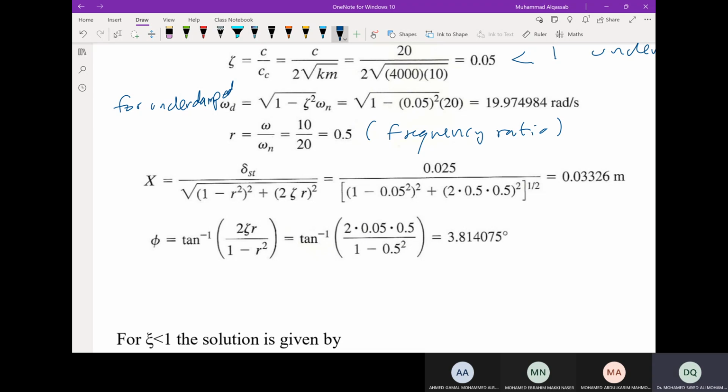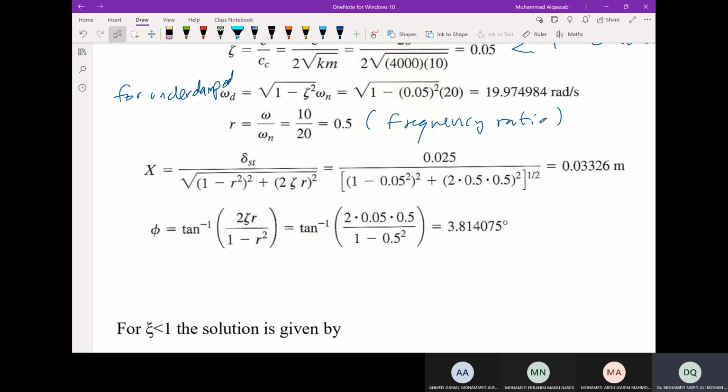Okay, the phase is 2 zeta omega over omega n, which is r here, divided by 1 minus omega over omega n, which is r squared. Substituting, we get the phase equal to 3.8 degrees. But when you substitute in the equation, you should use radians. Okay, so this is the complete solution of the steady state.